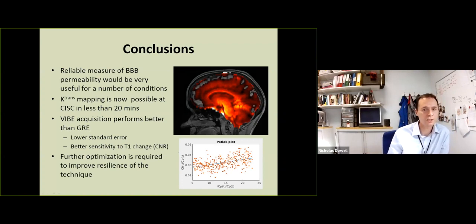But hopefully, I've convinced you that things are heading in the right direction, and we're getting to the stage where we've almost got this reliable blood-brain barrier permeability mapping in the brain.